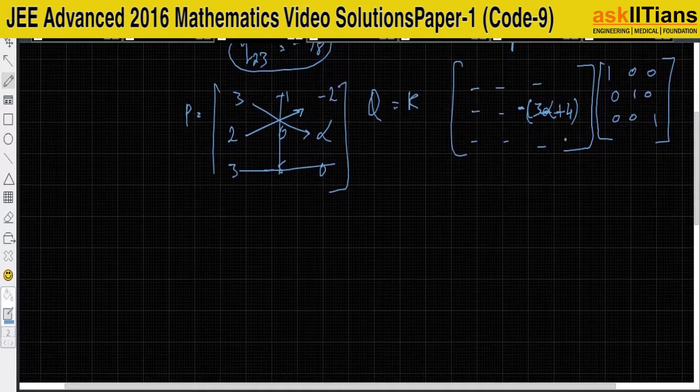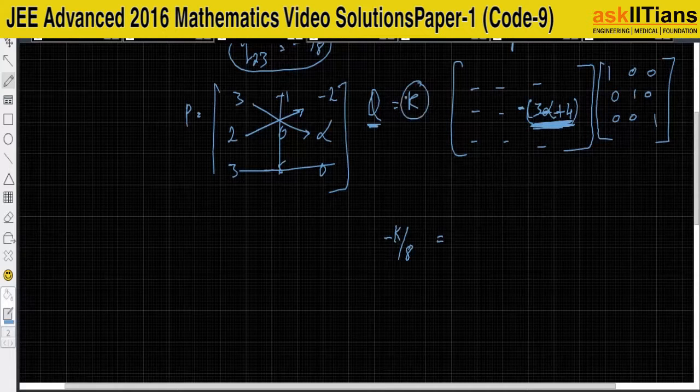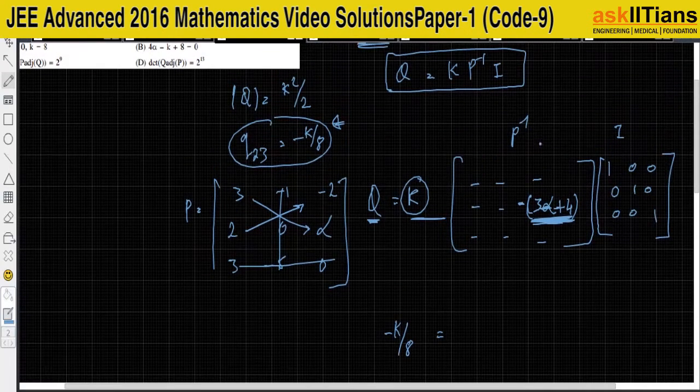And now we can compare this element on both sides. On the left hand side, Q23 is minus K by 8, and on the right hand side it will be this multiplied by this, so K, and then you also need to divide by the magnitude of P. Because if we are finding P inverse, that's adjoint of P divided by mod of P, the determinant of P.